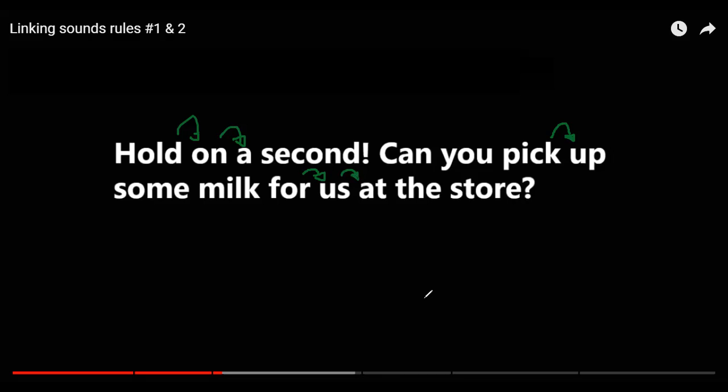All right. So based on what we have checked so far, how can we read this example? Hold on a second. Can you pick up some milk for us at the store? Very good. You see? Hold on a second. We're pronouncing it all together. Can you pick up? Pick up.